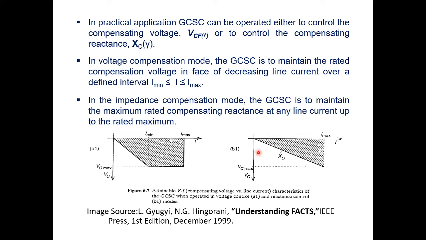This is the reactance control mode, with I and VC. It's a straight line passing from the origin, up to the level of maximum reactance, where XC is the capacitive reactance. Two modes will be there now. One is the reactance control mode, which is this one, B1. What does A1 stand for? Voltage control mode. Voltage control mode is up to minimum current, the voltage is a straight line passing from the origin, and from minimum to maximum it is constant. This mode is voltage controlled mode. Don't forget this graph. This one is reactance controlled mode.